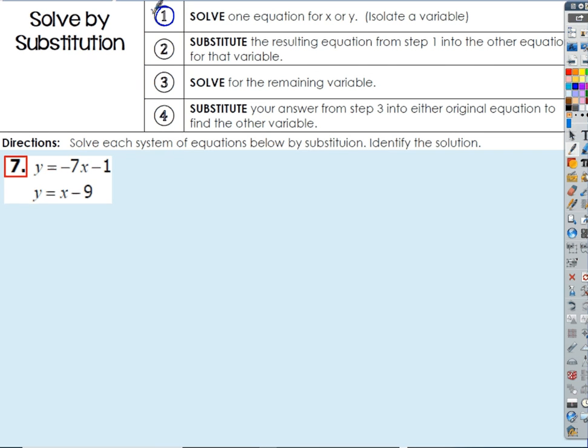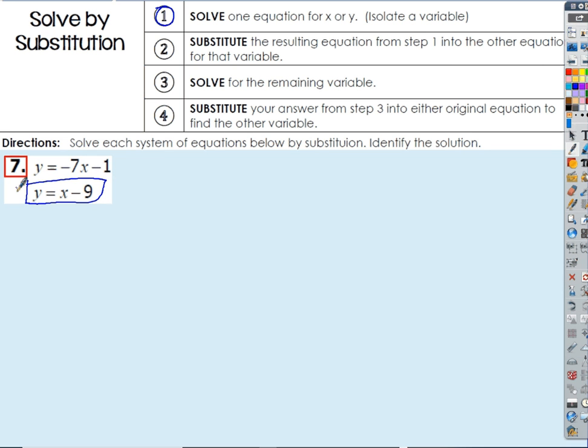in this case, this is a super easy problem. We've got 2 equations where the work's already done for us. Y is already isolated in the top and the bottom equations. So we can just arbitrarily pick one. I'm going to pick the bottom one to be my substitution equation, okay?